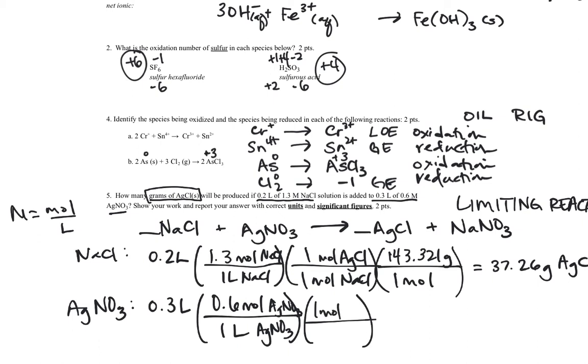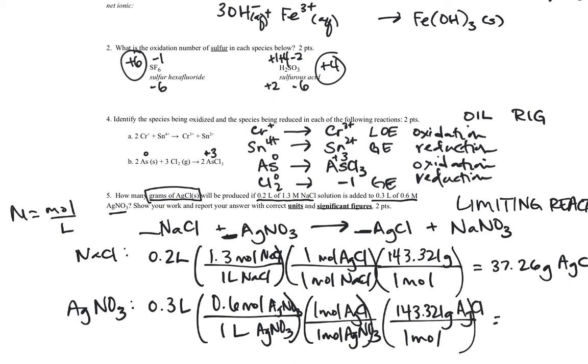And it's a 1-to-1 molar ratio, AgCl to AgNO3, looking at the balanced equation. And I can convert that into grams as well of AgCl. And if I do that, I find that that is 25.798 grams of AgCl. So AgNO3 is the limiting reactant. It will only make 25 grams of AgCl.